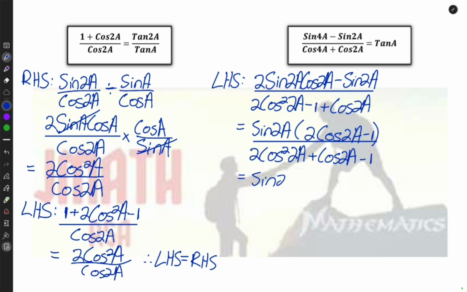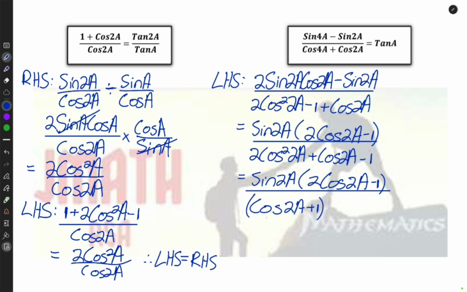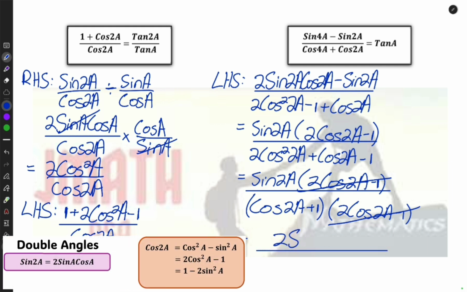So sine 2A, 2 cos 2A minus 1 stays the same. At the bottom, that would then just be cos 2A plus 1. And then the other one is the same bracket, so 2 cos 2A minus 1. They can cancel. And now, because the right-hand side only has a single A, I can just expand the double angle up top. So only one option, 2 sine A cos A.